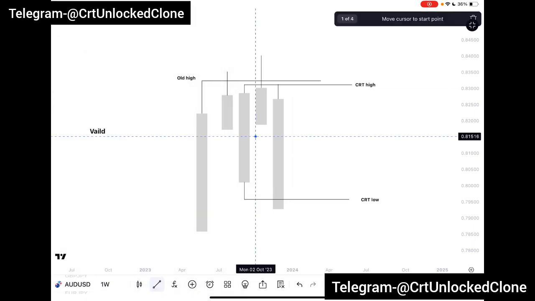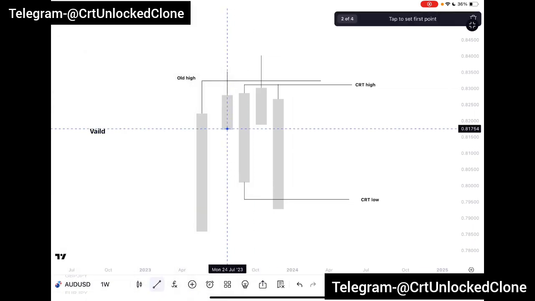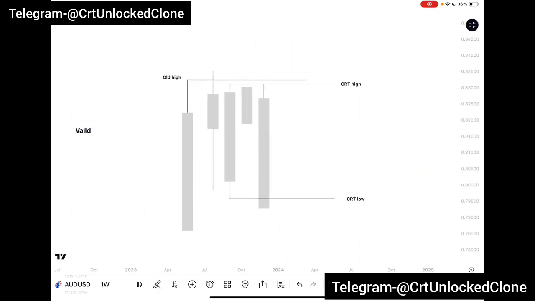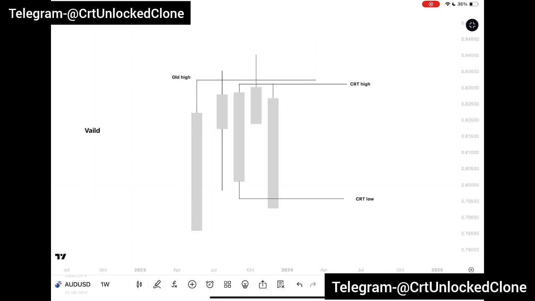So this is just a random candle. It's not a CRT candle or a manipulation candle. Now here, just listen very carefully to what I'm going to say. The first candle which purged the old high, which means our key level, is a random candle. It's not a CRT candle, or even a manipulation candle. A random candle has purged the old high at first.